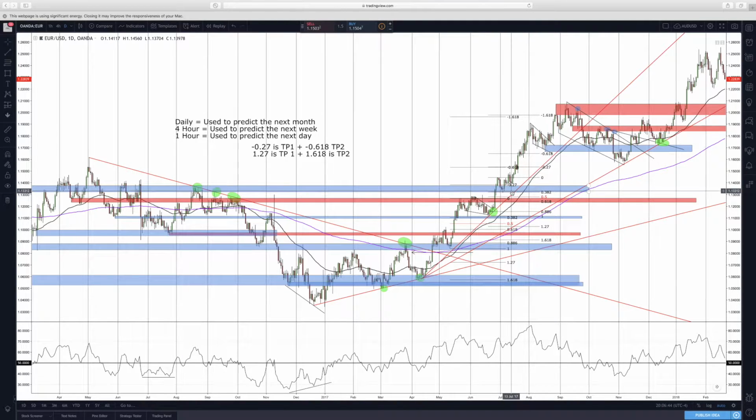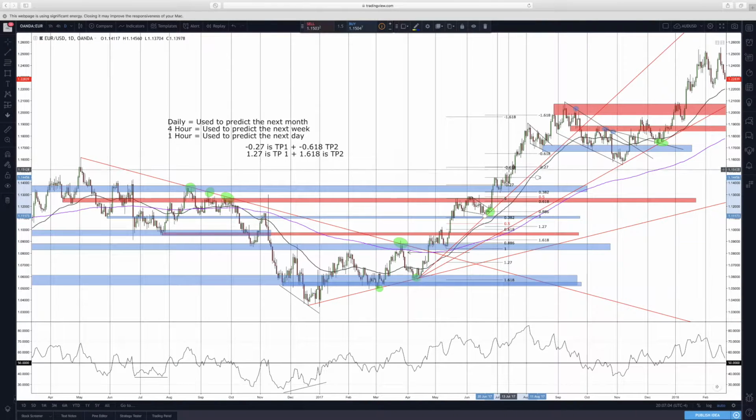Price respecting this 38.2. First take profit, negative 27. Second take profit, 61.8. And even as far as negative 1618, which lined up right here, and price found that resistance zone, which was actually enough to form a head and shoulders pattern here and for price to just break right through and retrace down. So really powerful stuff, guys.